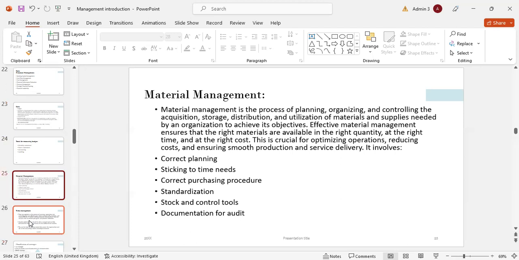Material management. Material management is the process of planning, organizing, and controlling the acquisition, storage, distribution, and utilization of materials and supplies needed by an organization to achieve its objective. Effective material management ensures that the right materials are available in the right quantity at the right time and at the right cost. This is crucial for optimizing operations, reducing cost, and ensuring smooth production and service delivery. It involves correct planning, sticking to time needs, correct purchasing procedures, standardization, stock and control tools, and documentation for audit.